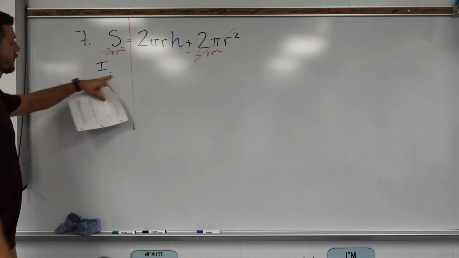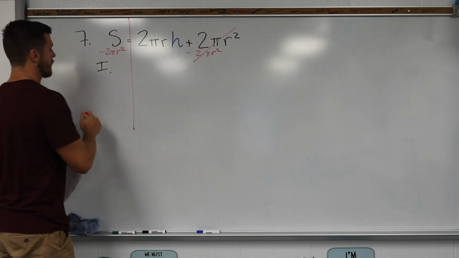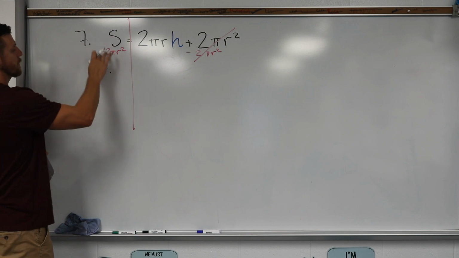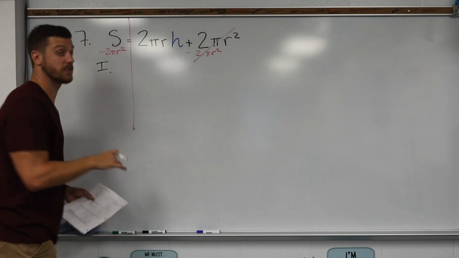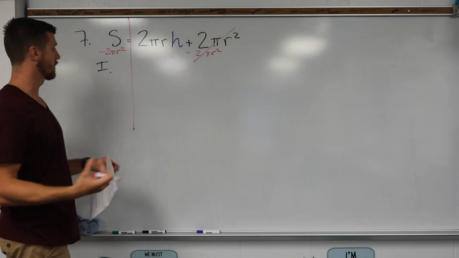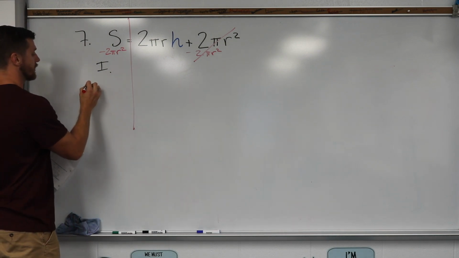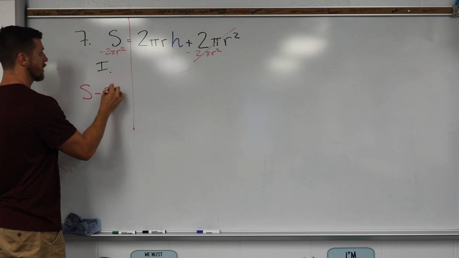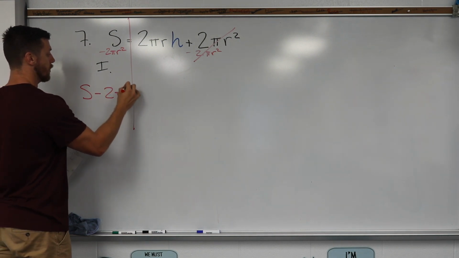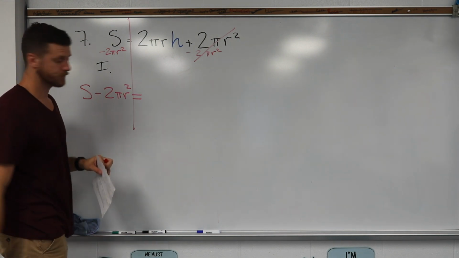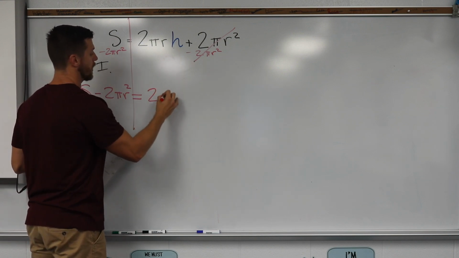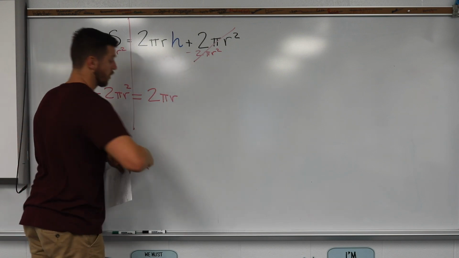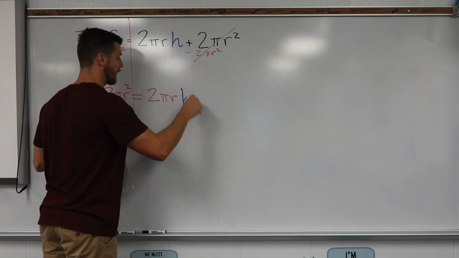Alright, so this is number 1. Alright, well, S minus 2 pi r squared, you can't combine those. Alright, they're different, they're not the same thing. So we are going to just say this is S minus 2 pi r squared, which is equal to the rest of this jazz. 2 pi r, what am I solving for? H.